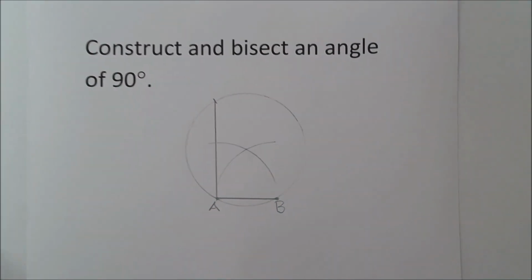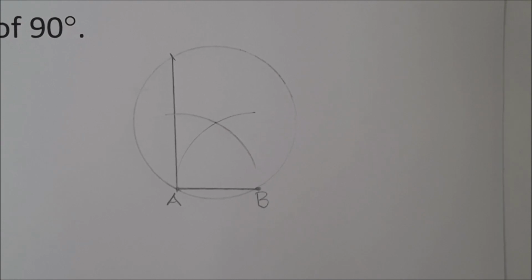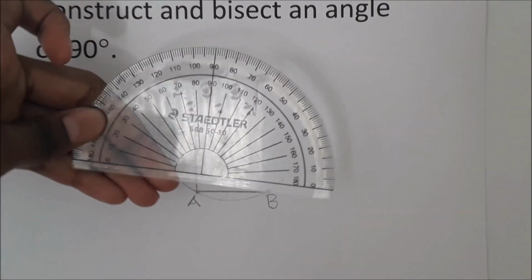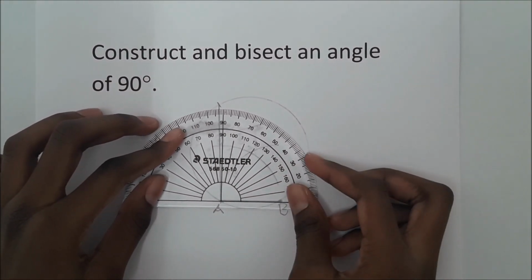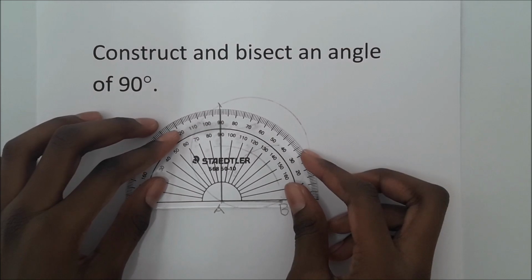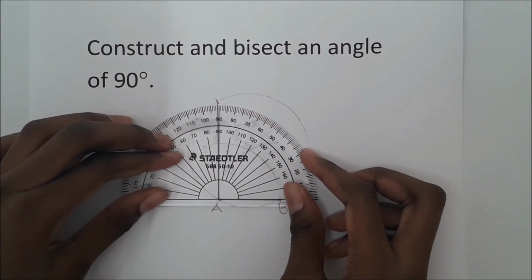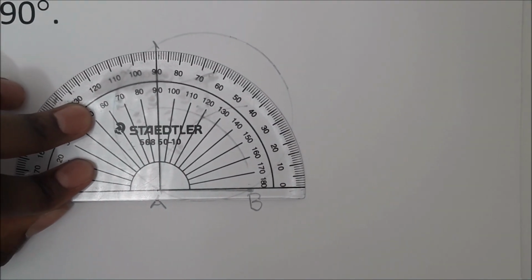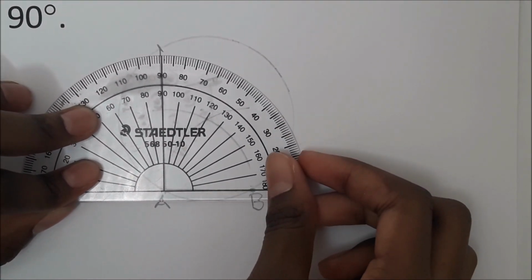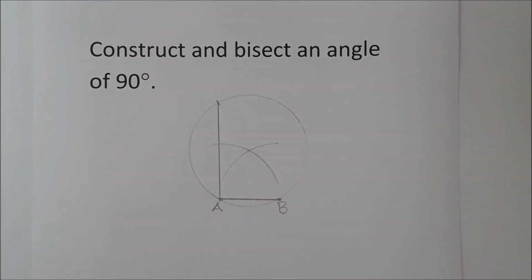Got it. Next. You've got to measure using your protractor, and place it on the angle to see if it's 90 degrees. Okay. 90 degrees. Right. All right, good. Now do the bisection.